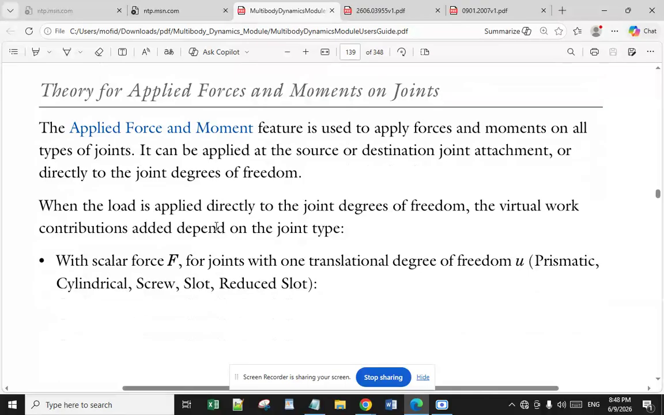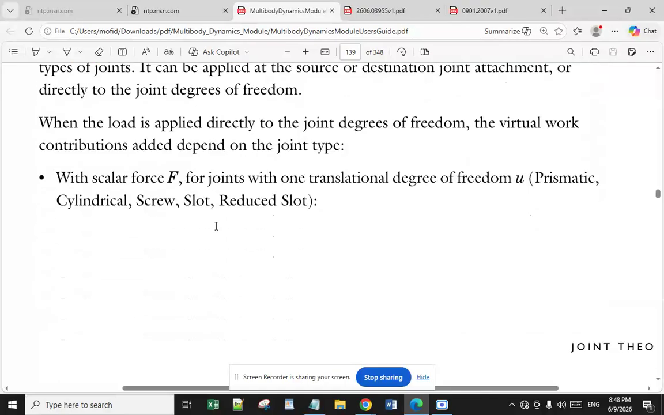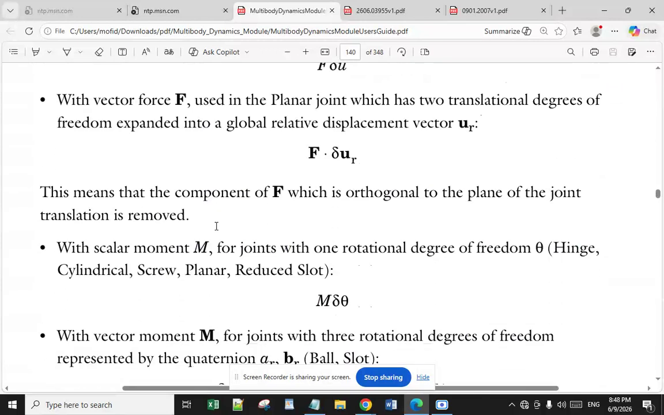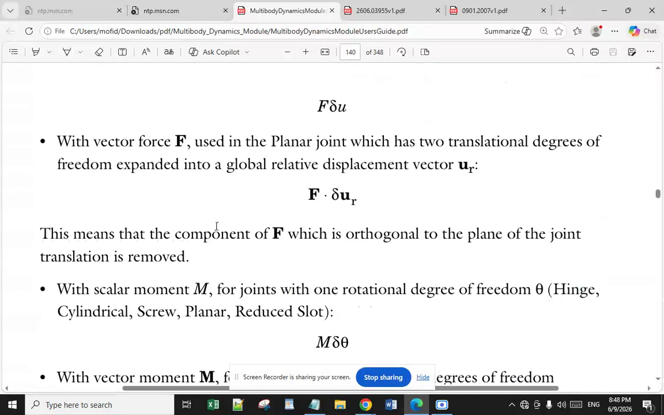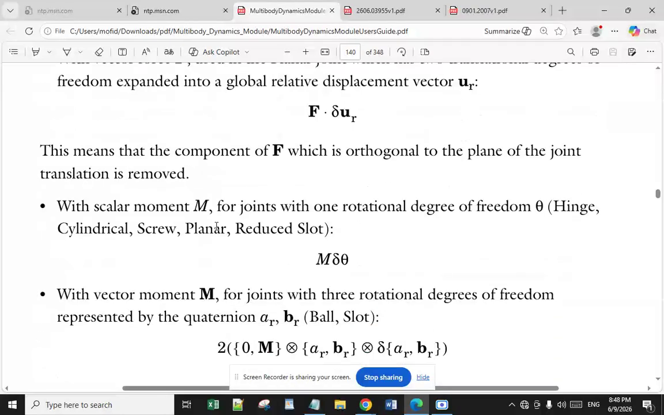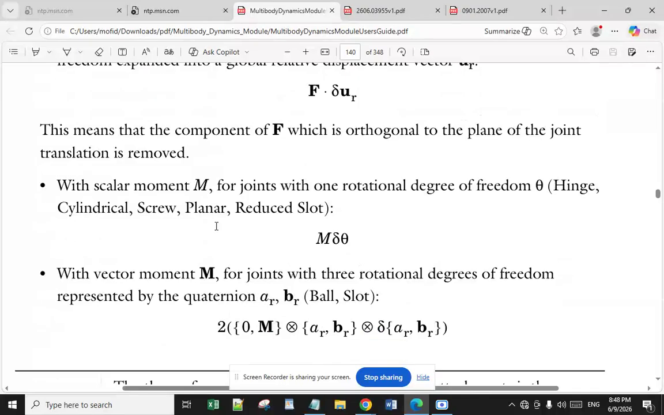When the load is applied directly to the joint degrees of freedom, the virtual work contributions added depend on the joint type, with a scalar force F for joints with one translation degree of freedom U: prismatic, cylindrical, screw, slot, reduced slot. We have F delta U, with vector force F used in the planar joint, which has two translation degrees of freedom expanded into a global relative displacement vector UR, F multiplied by delta UR. This means that the component of F which is orthogonal to the plane of the joint translation is removed.